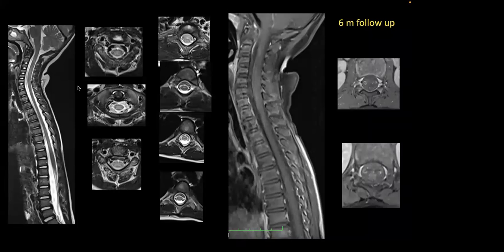I think before genetics, we should go for a biopsy of the lesion.